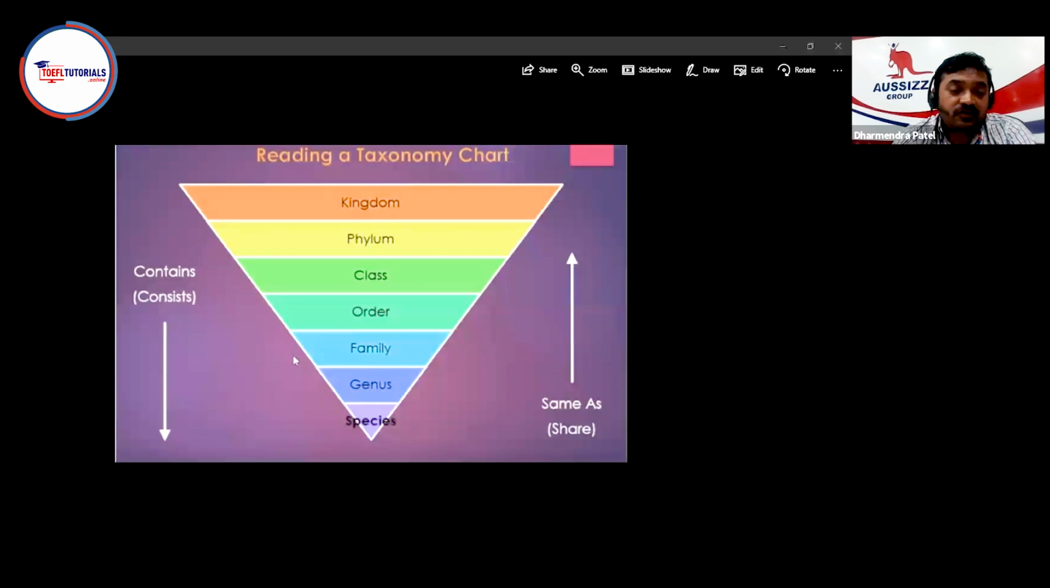Apart from all the information I stated, it's quite evident from the image that on the left-hand side, the arrow is pointing downward and it is marked with contains or consists. On the right-hand side, the arrow pointing upward is labeled with the same or share. Overall, I can surely say that the triangle of reading a taxonomy chart helps in classifying things according to their kingdom, phylum, till species.